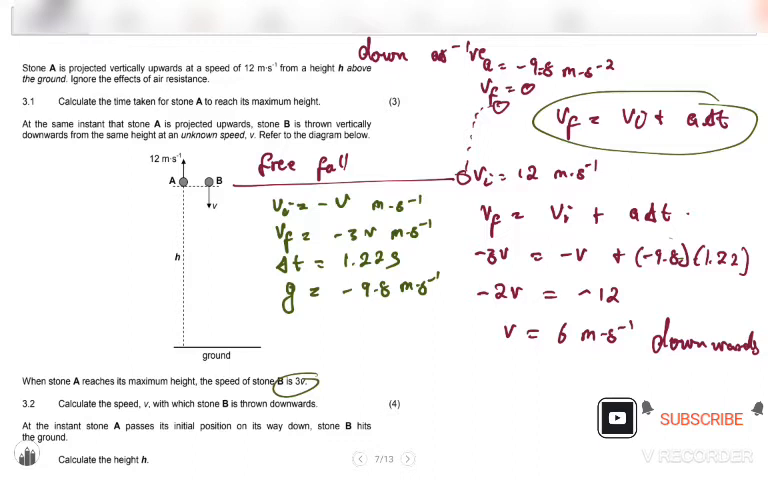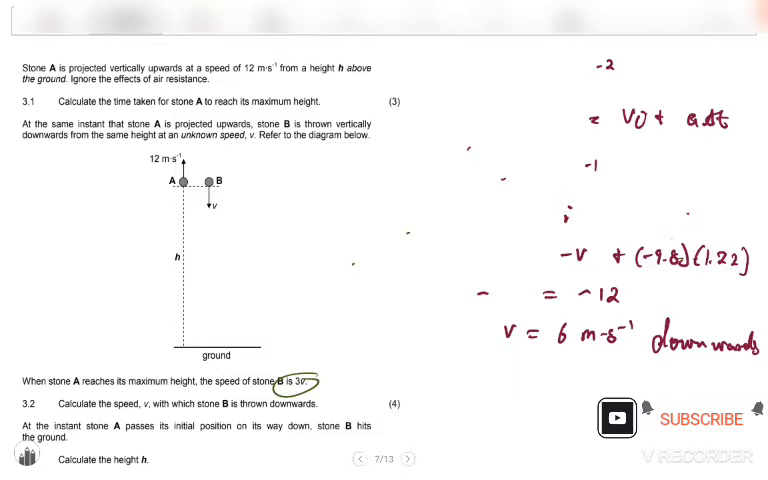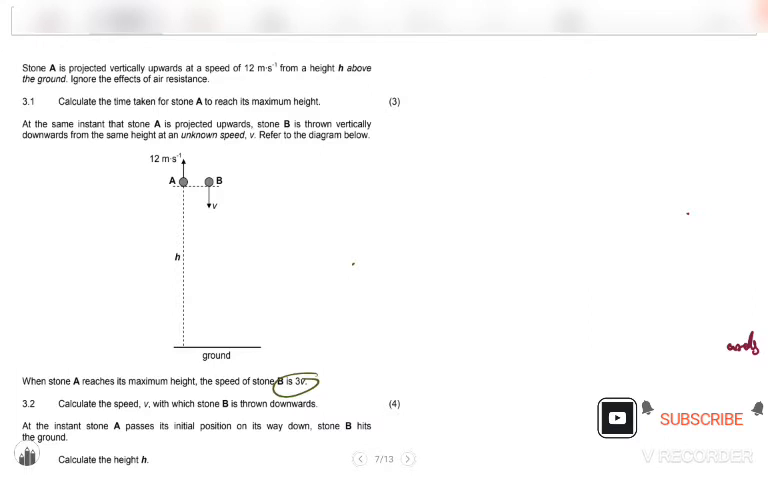Okay, then now let's move to the next question. So I think I copied somewhere here. Nope, it's 3.2. Yep, it's 3.2. So let me wrap here. 3.2 says calculate the speed v. Okay, this I did. At the instant stone A passes its initial position on its way down, stone B hits the ground. So here we have our question. 3.3 says calculate the height h. So also this one we must use our tactics to calculate it.